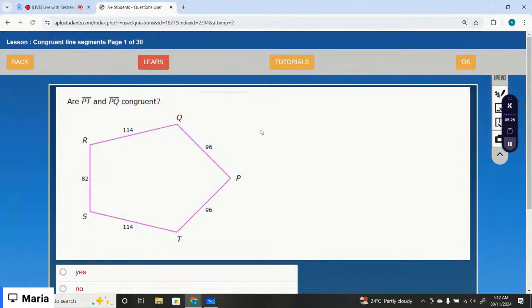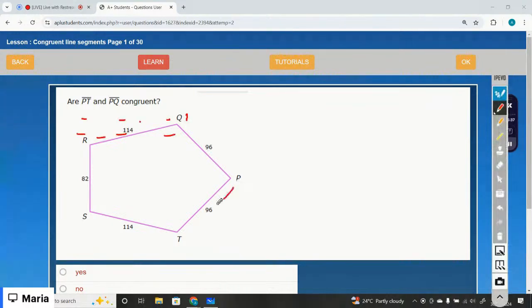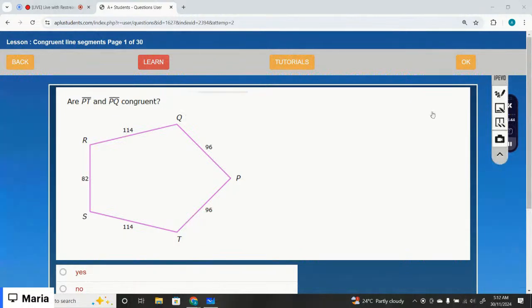Are PT and PQ congruent? Here is PT and here is PQ. Yes, they are congruent because they have the same length. The correct option is yes, option number one is the correct option.